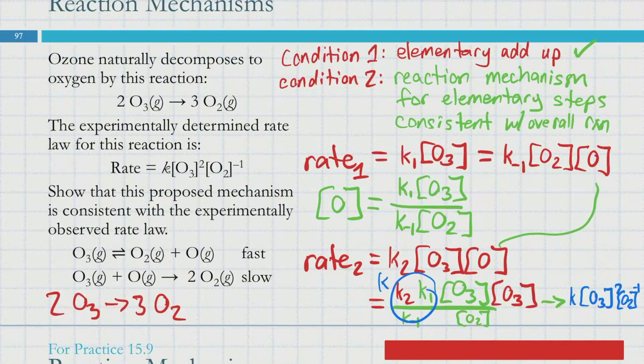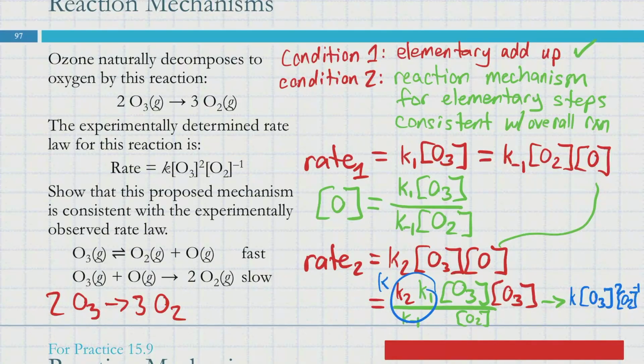Questions about how we did any of that? For the rate 2, you use the molecules on the second? Yes. Yeah, so for rate 2, the ozone and the atomic oxygen, since we've got just one of each and it's an elementary step, they have exponents of 1.